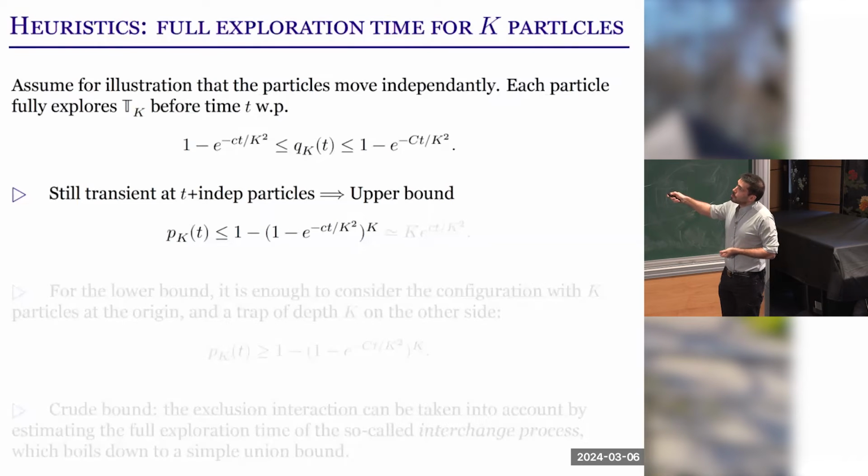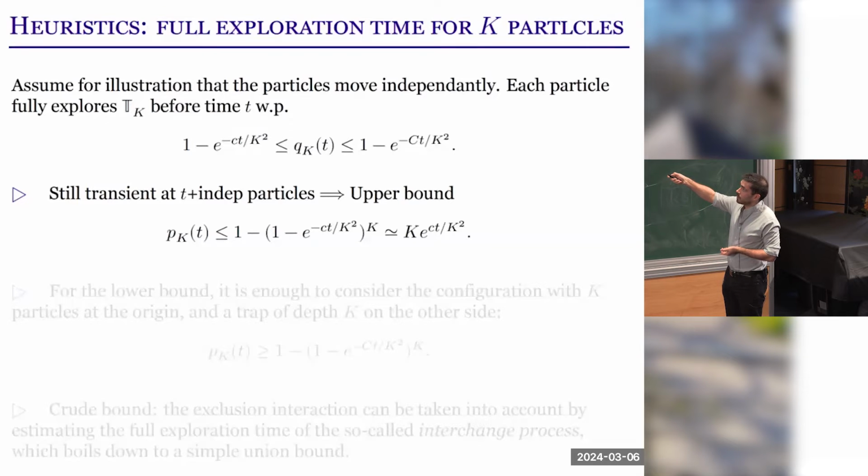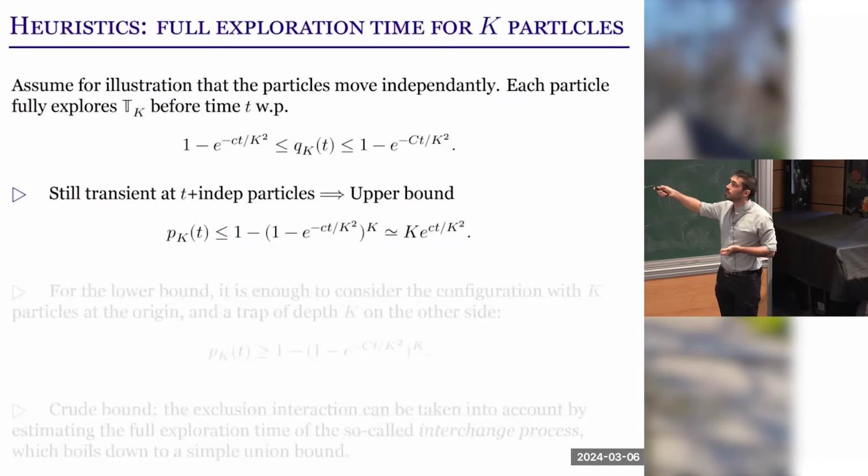So you have a probability q_k of t that the particle remains free, that it has not fallen into a trap before time t. Now, if you're looking at k independent particles, it's a very easy computation, and you work a little bit on this quantity, and you get this quantity here for the probability. At least you get a bound. And now you see that if t is k square log k times a constant, and this constant goes to infinity, then this is probably the right order for p_k of t.